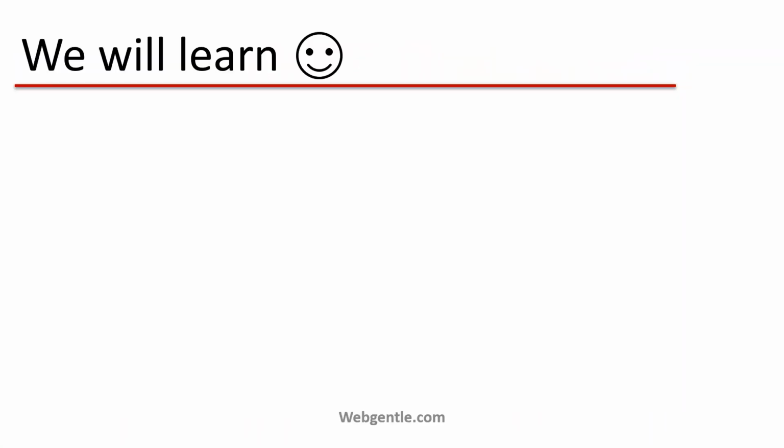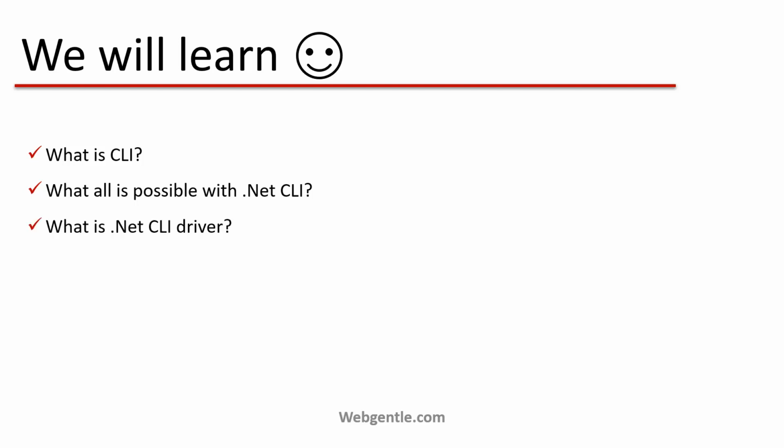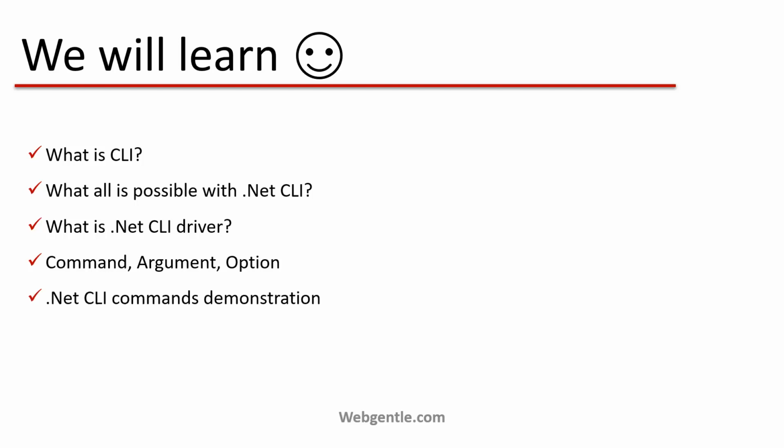First of all, let's see what we are going to learn in this video. We will learn what is CLI, what all is possible with .NET CLI, what is .NET CLI driver, what is command, what is argument, and what is option in .NET Core CLI. Then .NET CLI commands demonstration. So basically we are going to demonstrate a few commands of the .NET CLI.